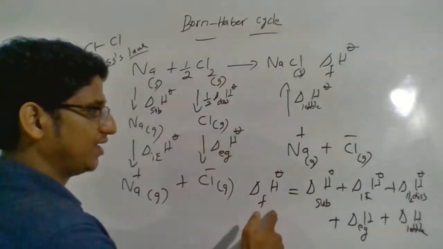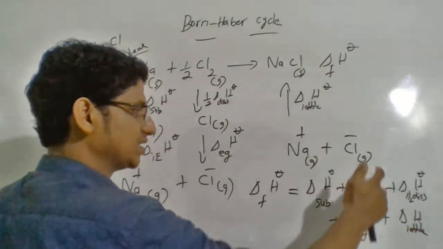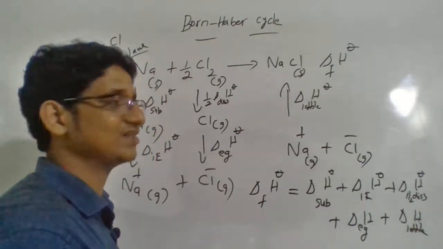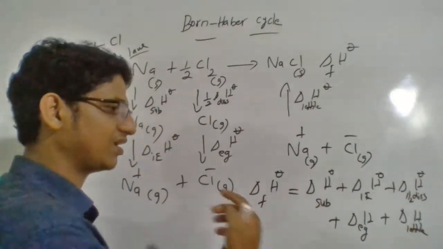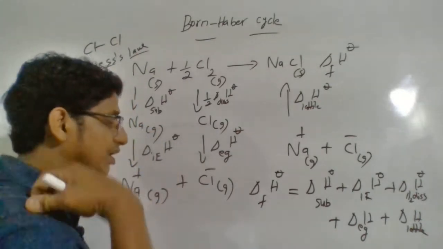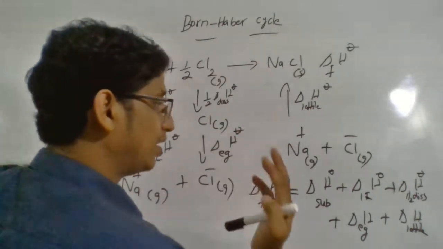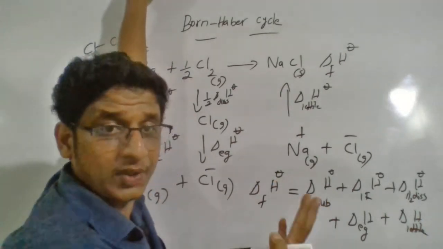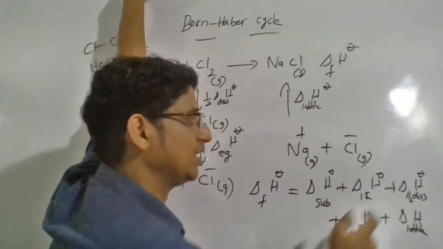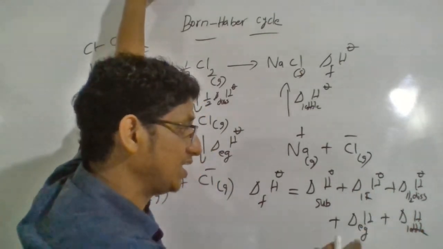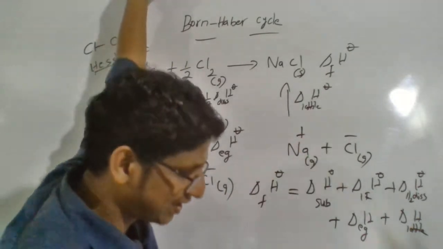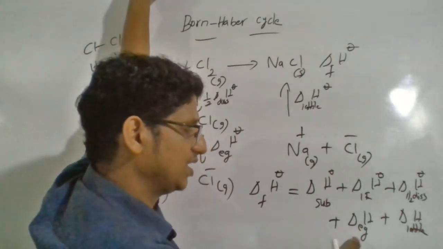So we got an equation: delta H of formation is equal to delta H sublimation plus delta H ionization enthalpy plus delta H of dissociation enthalpy plus delta H electron gain enthalpy plus delta H lattice enthalpy. If you sum all these factors, you get delta H formation of sodium chloride, an ionic compound. Now in terms of thermodynamics, delta H sublimation will be positive because you are providing energy. Ionization enthalpy will be positive because you are providing energy. Half dissociation enthalpy will be positive because you are providing energy. Electron gain enthalpy will be negative because the energy is released.